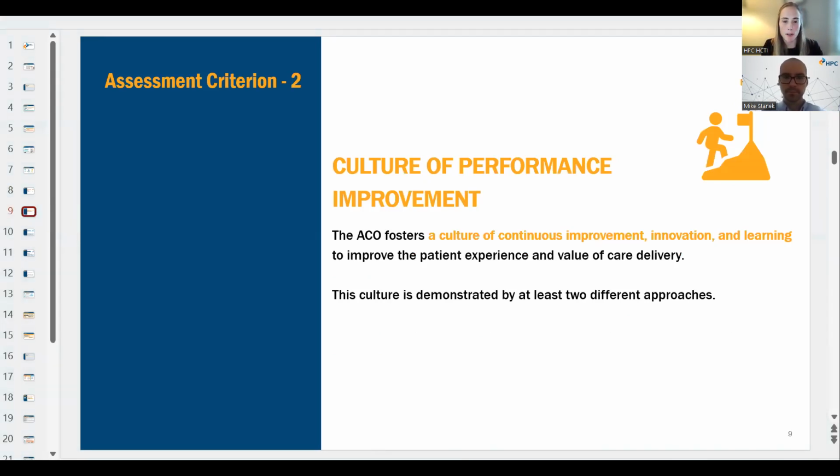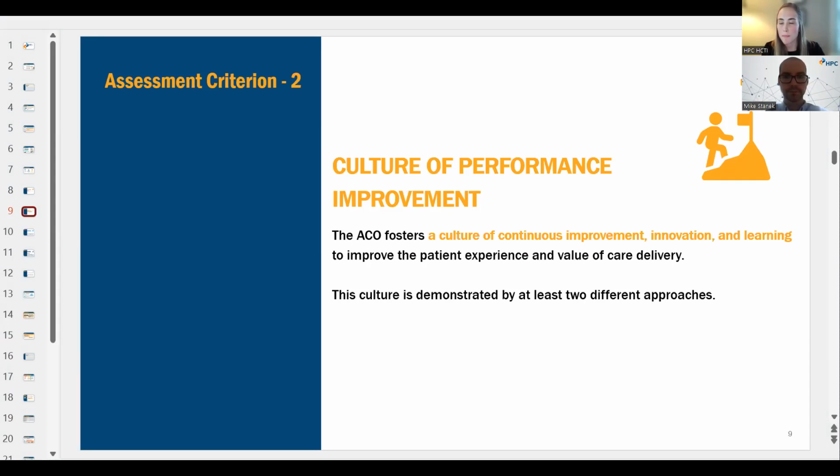Moving on to the second assessment criterion, this standard aims to understand how ACOs are really fostering a culture of continuous improvement, of innovation, and learning to improve patient experience and the value of care delivery. We ask ACOs to demonstrate this through at least two approaches in the application, whether it's periodically convening leaders in the ACO to discuss performance improvement goals, setting up internal financial incentives, or establishing processes or systems for reviewing performance.